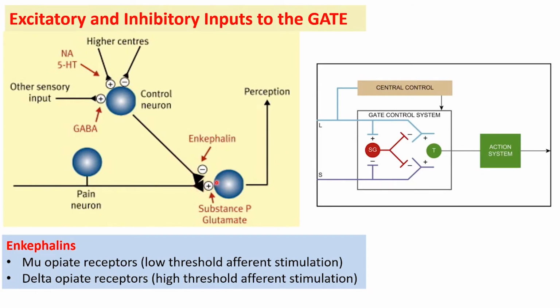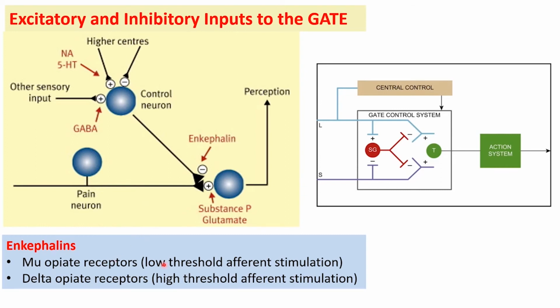Now in the gate here, the main transmitter is enkephalin, and this enkephalin mediates its action through the opiate receptors. These receptors are mu and delta opiate receptors. Now these A delta fibers and C fibers: A delta fibers primarily release glutamate at the terminal and C fibers release substance P as a transmitter.